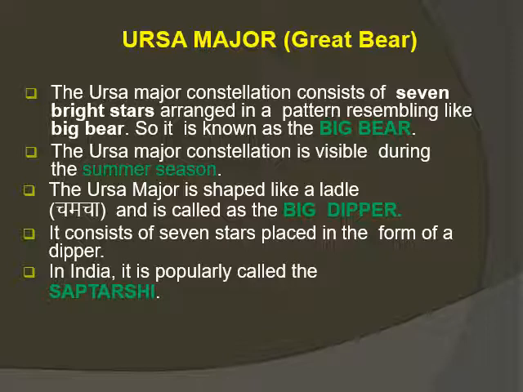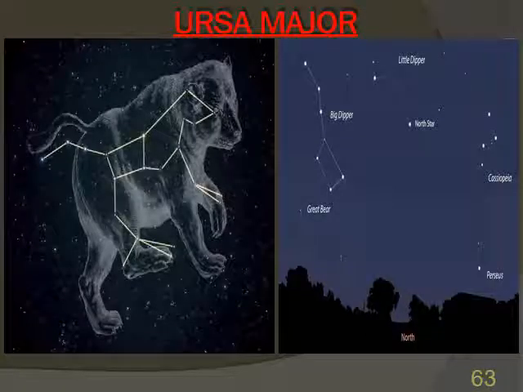In India, it is popularly known as Saptarishi Mandal. You can see Ursa Major or Great Bear. It is also in the shape of Big Dipper.